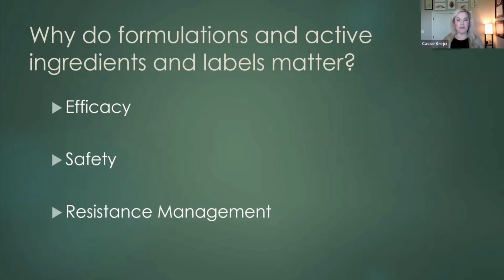Safety for the environment, meaning are we able to keep active ingredients from running off or drifting based on the formulas that we're using? Or can we protect an applicator by using a formulation that is a little less toxic to the applicator? But also resistance management. Resistance management is a large driver for understanding your tools, not just from the active ingredient perspective, but how can we use formulations to combat resistance in the field?